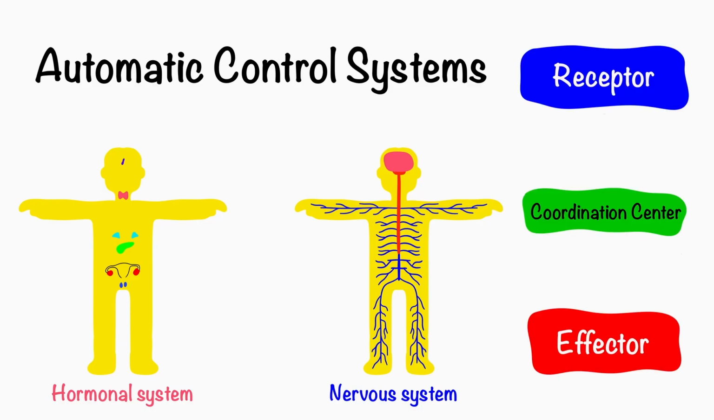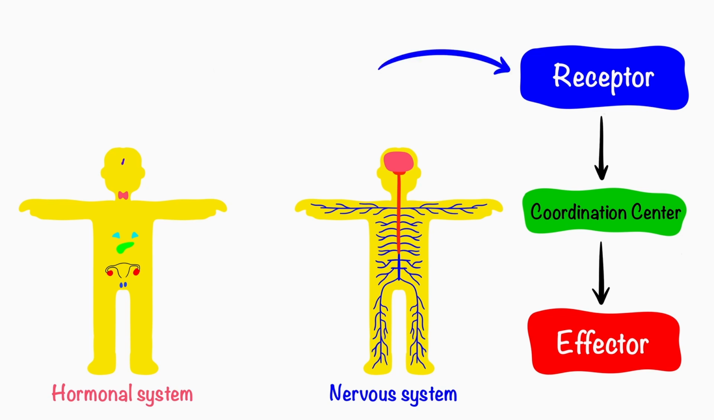All your automatic control systems are made up of three main components that work together to maintain a steady condition. The first component is the receptor. Receptors detect stimuli. They monitor levels of substances or conditions in your body.